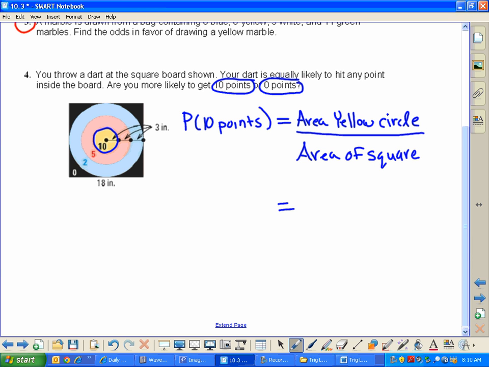You see it? Good, Patience. Yeah, the radius is 3.